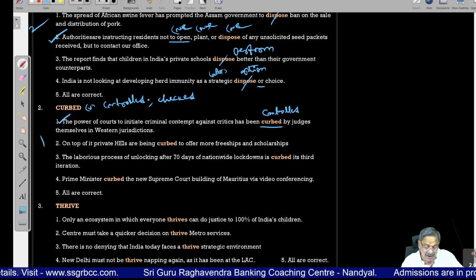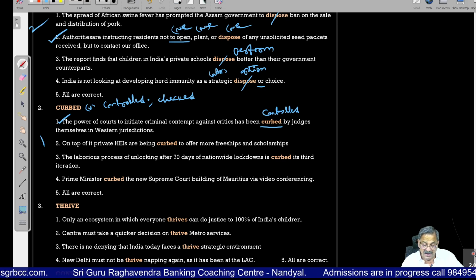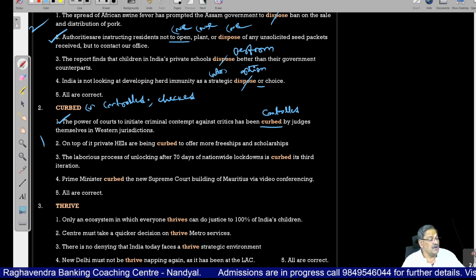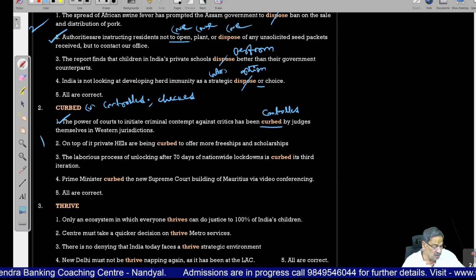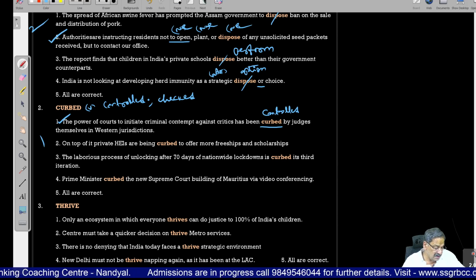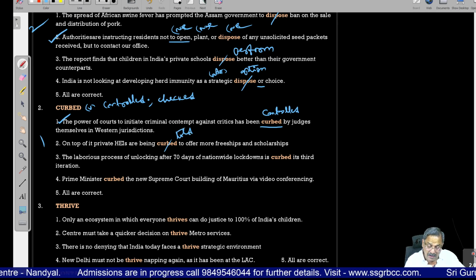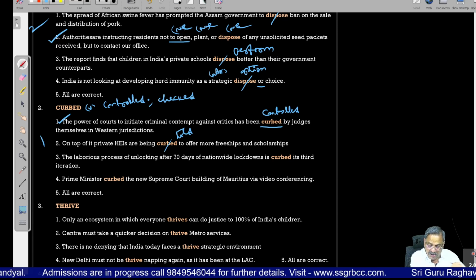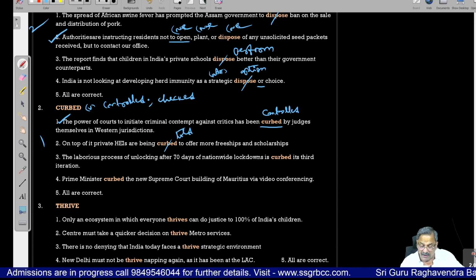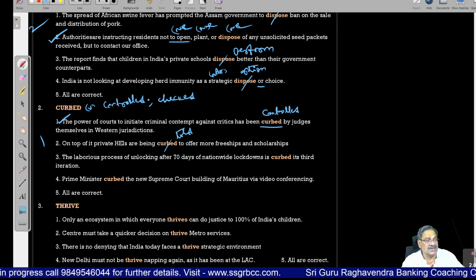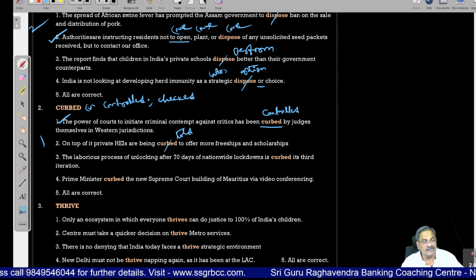On top of its private HEIs are being curbed to offer, are being curbed to offer, are being told to offer, are being told, చెప్పబడడం జరిగింది, are being told to offer more precepts and scholarships. See, when you find the first one is the correct one, no need to go further, but we have to read.